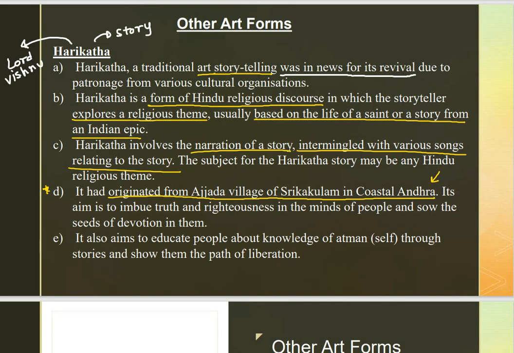Its aim is to imbue truth and righteousness in the minds of people and sow the seeds of devotion in them. तो भक्ति के बीज बोने के लिए लोगों के हृदय में इस हरि कथा का प्रचलन है. It aims to educate people about knowledge of Atman, that is self, through stories and show them the path of liberation. तो बेसिकली लोगों की हेल्प करना कि उनको आत्म साक्षात्कार जल्दी हो सके. तो डिवोशन के माध्यम से लोगों को समझाया जाता है कि परब्रह्म क्या है.